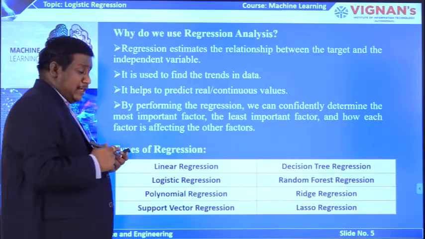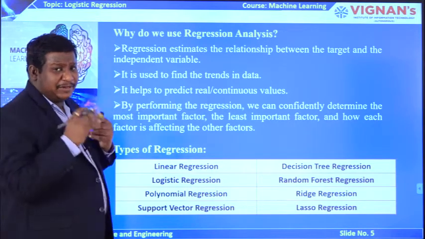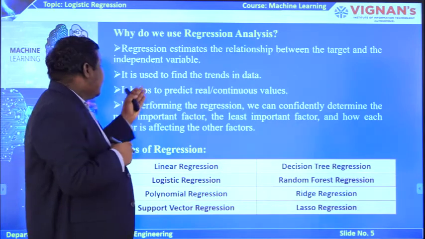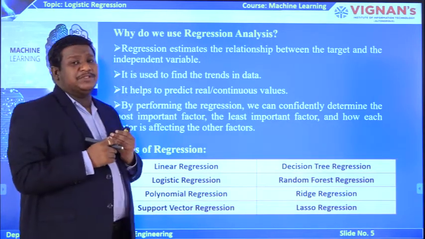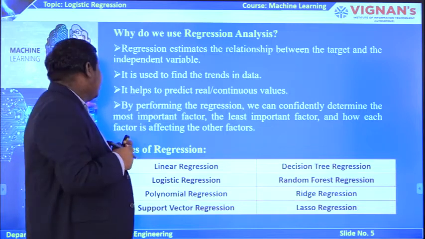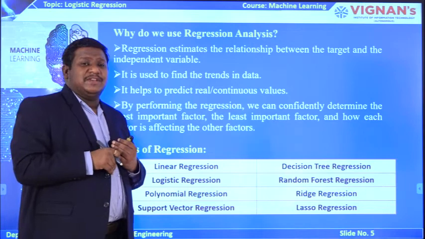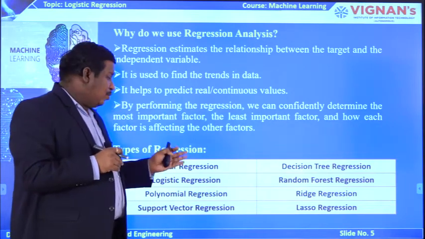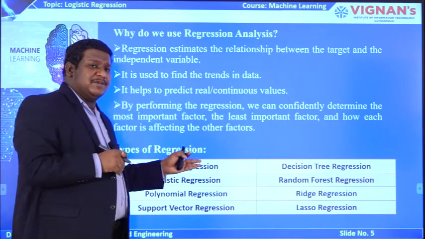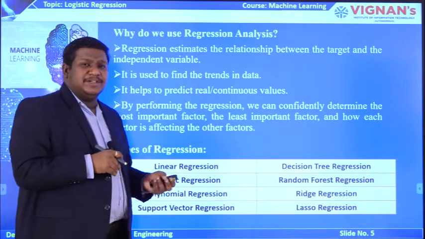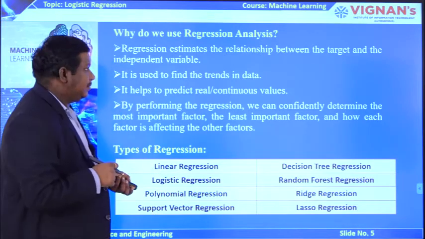This regression analysis helps us to predict values and work with continuous values, and it gives you the relationship between the dependent and independent variables. Of course, there are different types of regression models available in the literature. The most important are linear and logistic regression. In our previous lecture, we discussed linear regression. In the current lecture, we are going to discuss logistic regression.